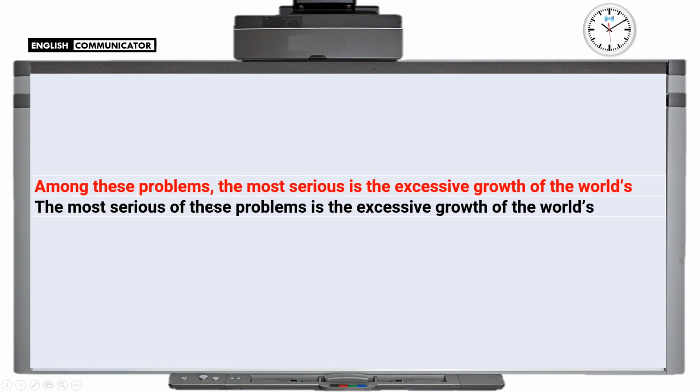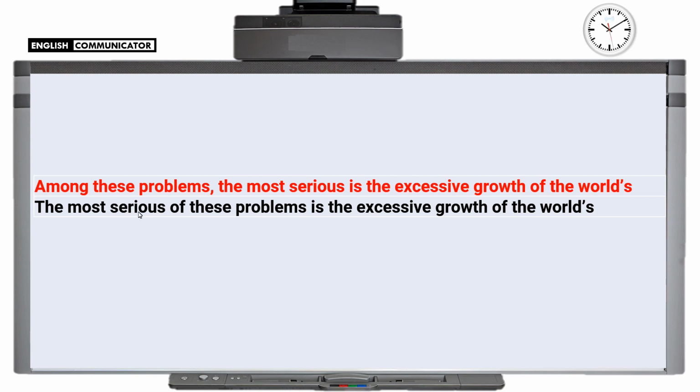Among these problems, the most serious is the excessive growth of the world. Because the sentence is very long, I just have to finish the sentence here. It's wrong. The most serious of these problems is the excessive growth of the world. Okay, so there is a combination of different mistakes and balance of sentence and all these things.